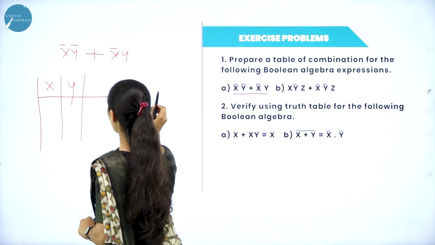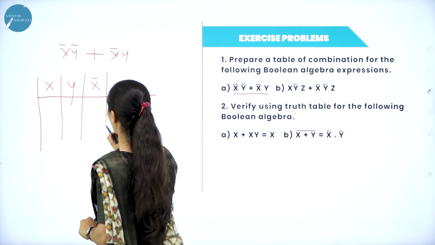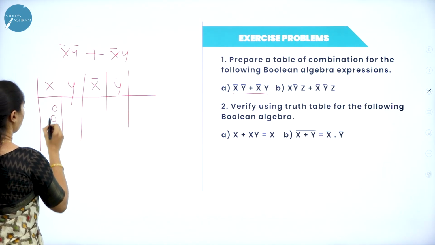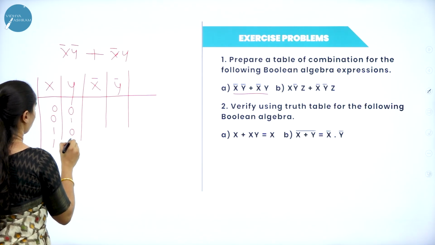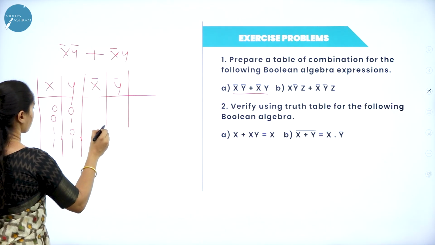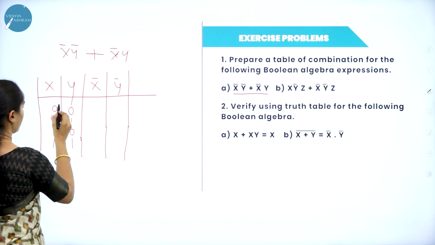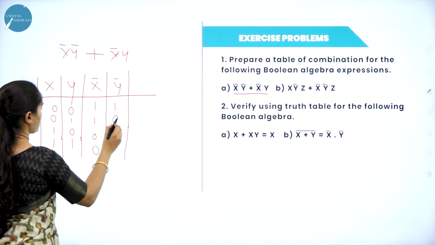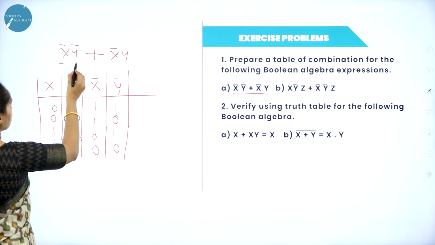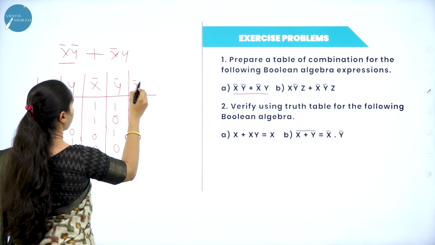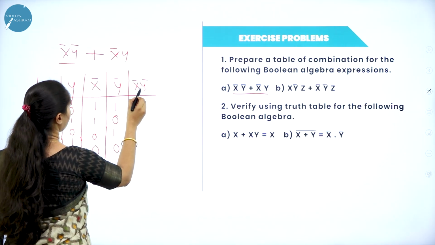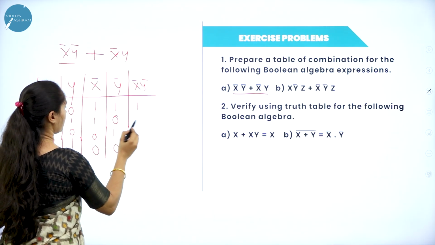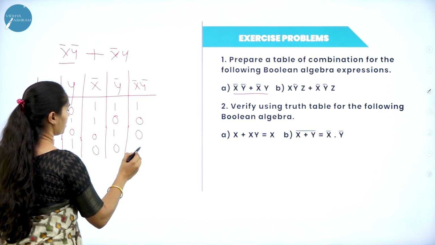After that, I need to take a complement of x as well as y. Let me consider the values here: 0, 0, 1, 1, 0, 1, 0, 1. After this, we just need to complement this x. So it becomes 1, 1, 0, 0, and y becomes 1, 0, 1, 0. Now what is the first expression I have here? x bar, y bar. That indicates we have a product, so I need to multiply. 1 into 1, 1. 1 into 0, 0. 0 into 1, 0. 0 into 0, 0.